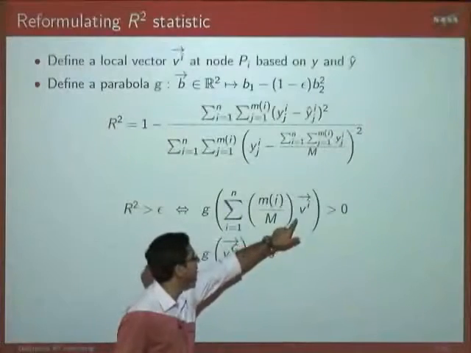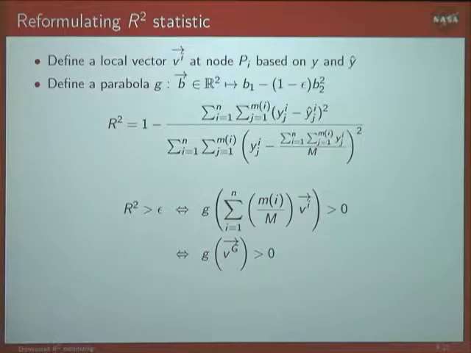It turns out that checking whether R square is greater than epsilon is the same thing, in a geometric setting, as checking whether the convex combination of these vectors Vi, which is the local vector at a node, lies inside the parabola. So if you gather all of these Vi's, weigh each by the number of points that the peer holds, take the sum over all of them to get this vector Vg, and see whether it's inside the parabola, that's the same thing as checking whether R square is greater than epsilon.